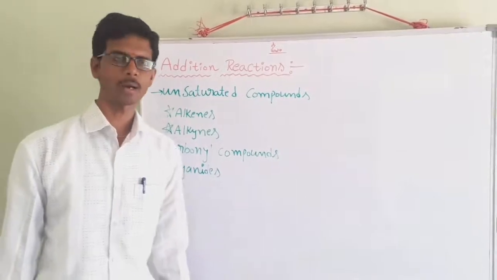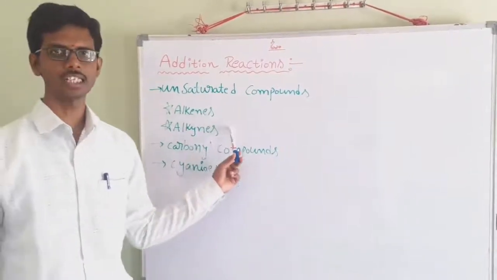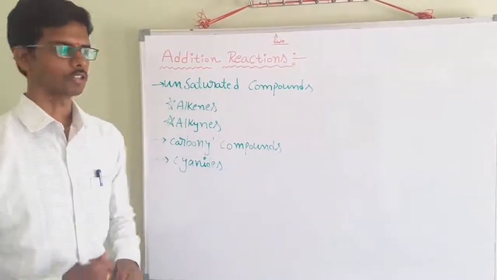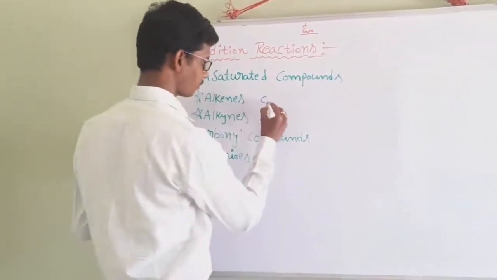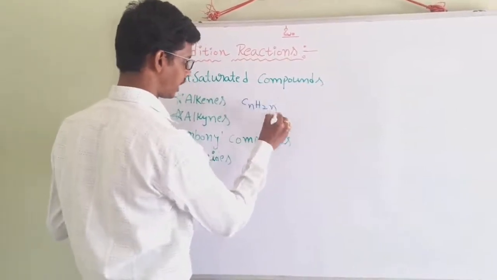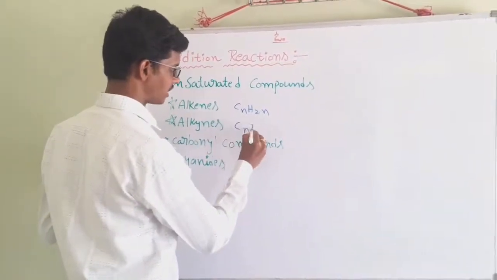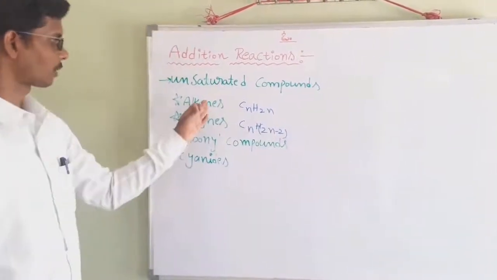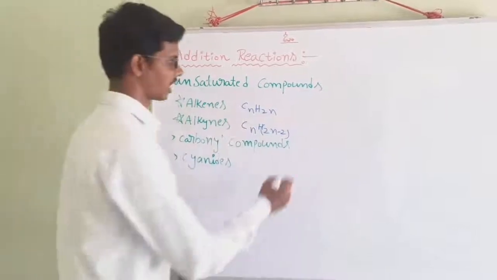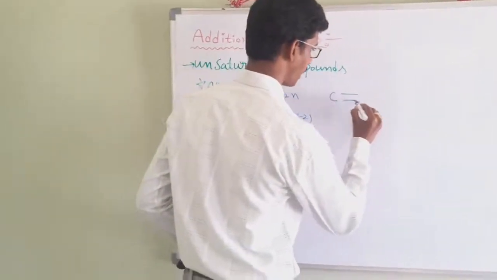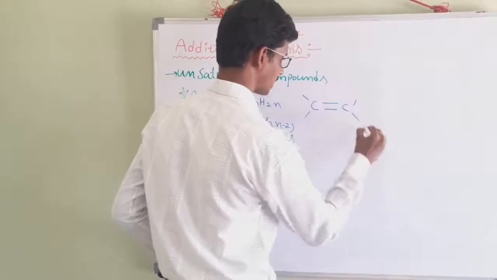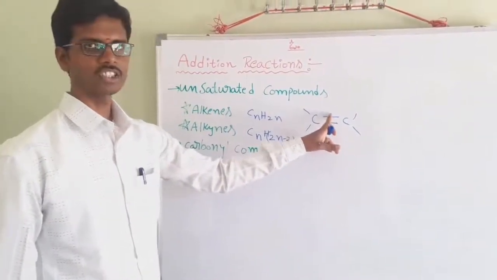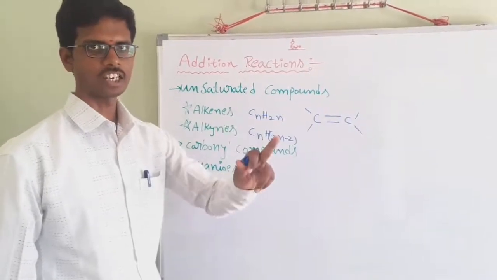What are unsaturated compounds? Generally, alkenes and alkynes are unsaturated compounds. Alkenes have the formula CnH2n and alkynes have the formula CnH2n minus 2. These are the common formulas. In general, alkenes consist of a double bond, C double bond C. This is an unsaturated compound. Compounds with at least one pi bond are called unsaturated compounds.